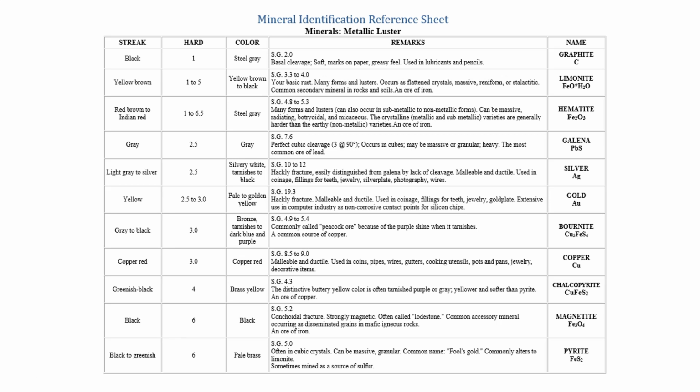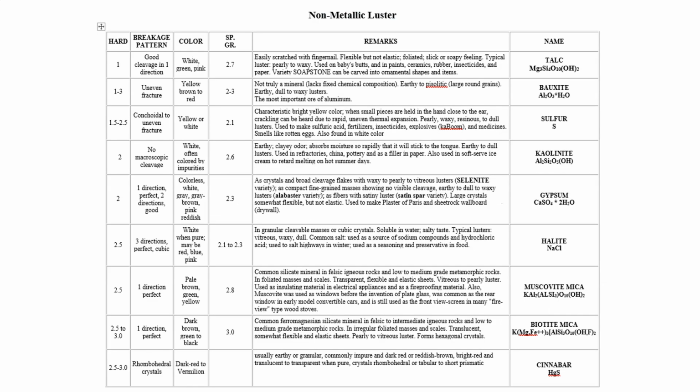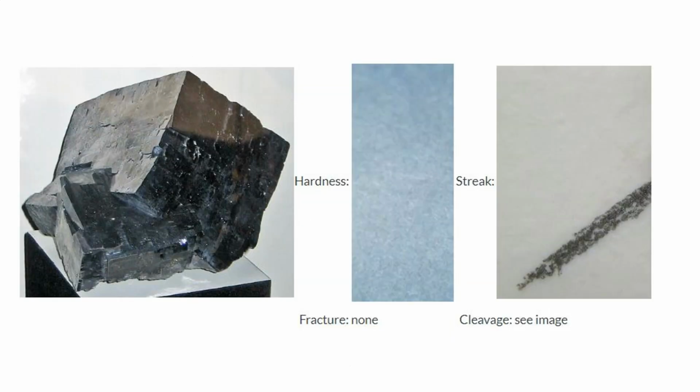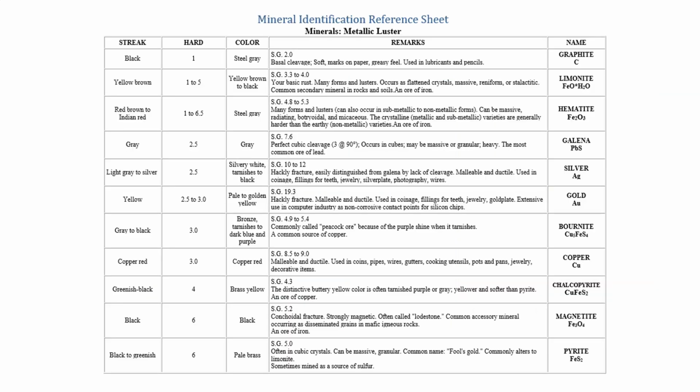Next thing I'm going to do is check the hardness and streak of this. I see that I have a gray streak and it did not scratch glass, which indicates that the hardness is below 5. I also see that it has some cubic cleavage. So going through my key, I'm looking for a gray streak and a hardness below 5. Okay, that automatically knocks out magnetite and pyrite because those are above 5 in hardness.